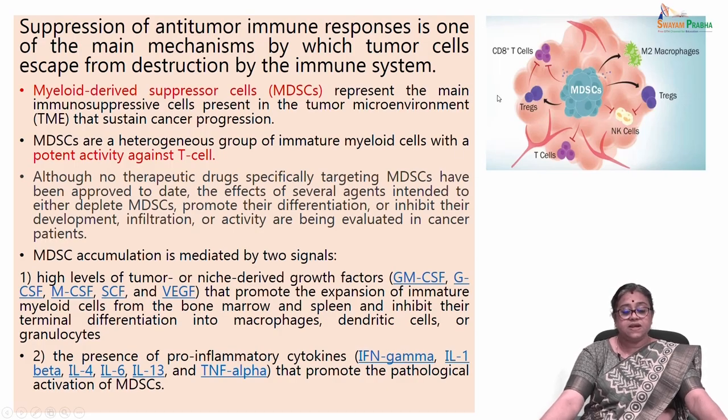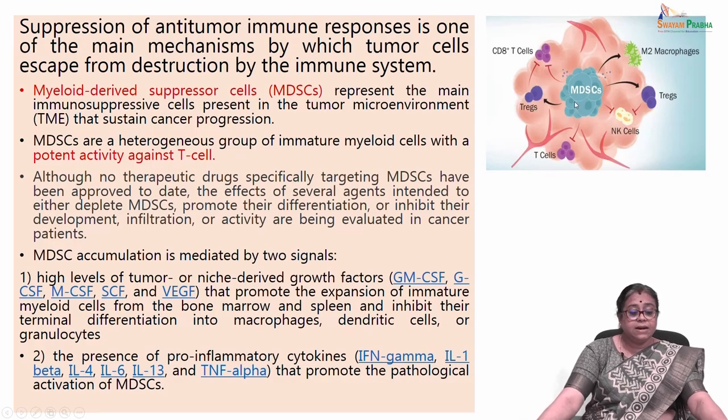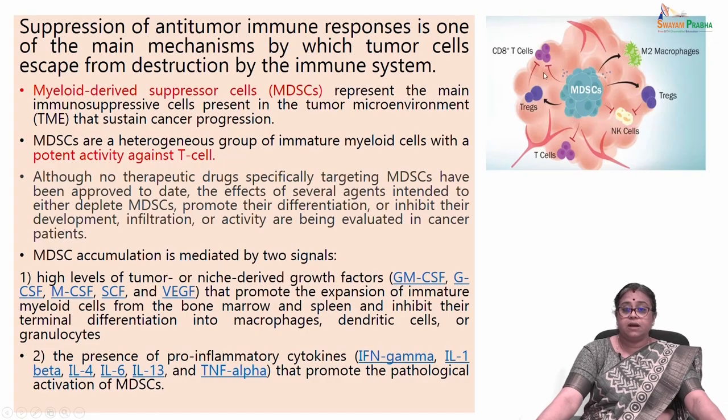Now, these MDSCs are nothing but a group of immature myeloid cells with a potent activity against the T cells. That is why they mainly inhibit the T cells. So this inhibition has to go. Although no therapeutic target specifically targeting these MDSCs has been approved to date, as such, there are no drugs which can directly target these MDSCs. Agents which can prevent their differentiation and inhibit their development, infiltration or activity are being evaluated.